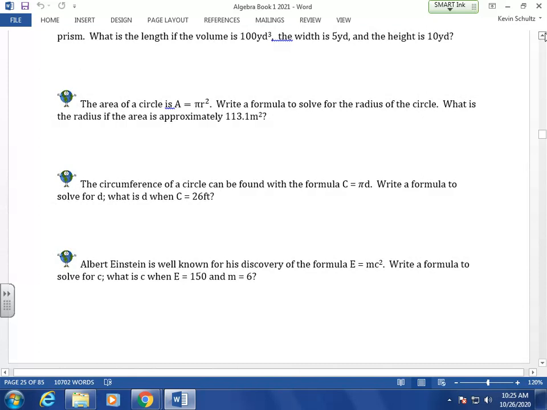The area of a circle is A equals pi r squared. You've seen this several times in math packets also. Write a formula to solve for the radius of the circle, and we're stopping there. Okay? We're not looking at the values yet. So we're taking this formula, A equals pi r squared, and we want to solve for r. We want to write the equation so that r is by itself.